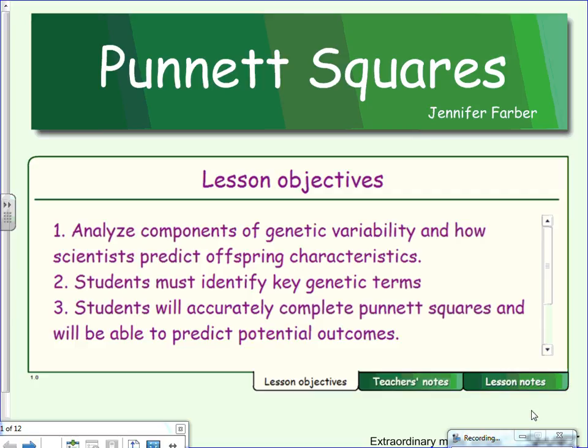So we have three objectives as we go through this lesson. One, we're going to analyze the components of genetic variability and how scientists predict offspring characteristics. Two, students identify key genetic terms. Three, students will accurately complete Punnett squares and will be able to predict potential outcomes.